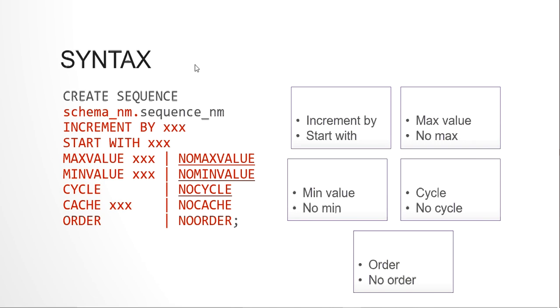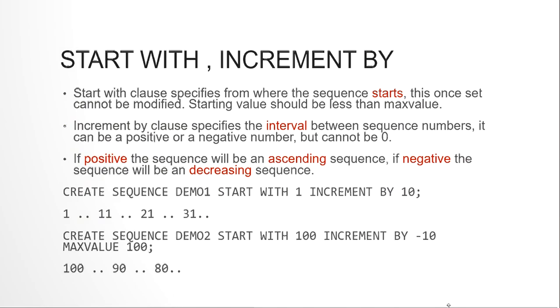So let me get into the syntax of creating a sequence. Over here I have create sequence, schema name, which is optional, dot sequence name. Then we have increment by some value, start with some value. Let me consider them both related to each other; I'll explain how. Then we have max value and no max value. No max value is the default. Then we have min value and no min value. No min value is the default. Then we have cycle and no cycle. No cycle is the default. Cache, no cache, order and no order. Now we'll get into each of these.